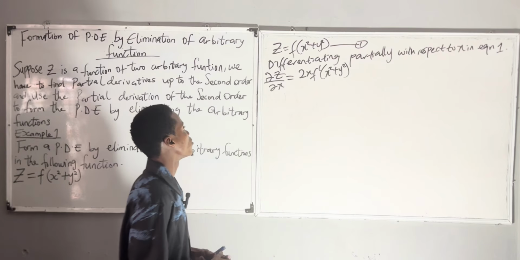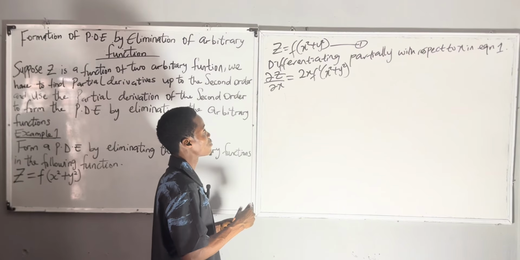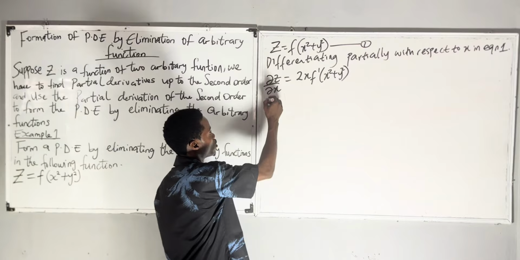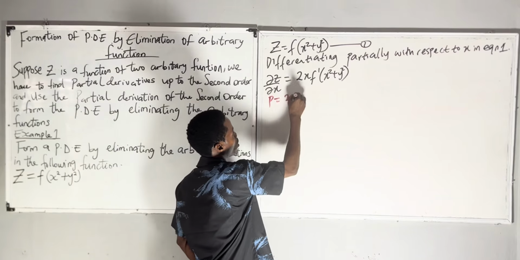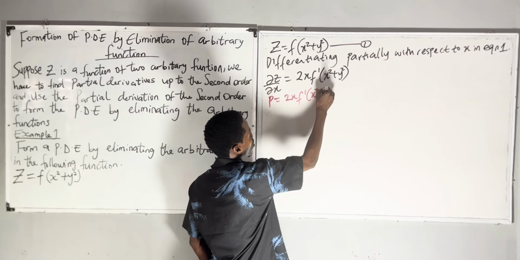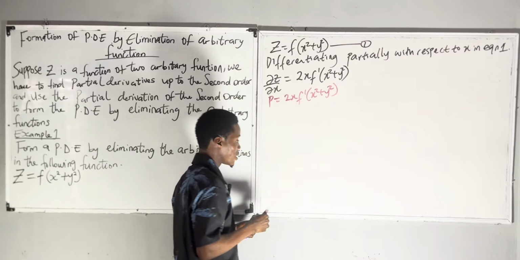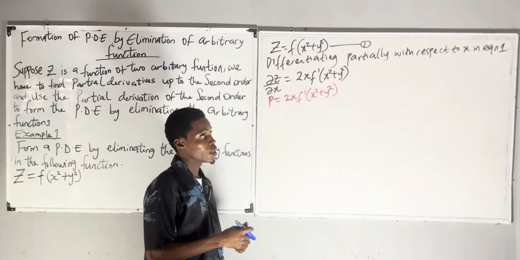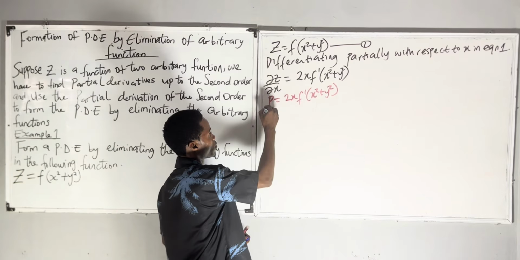So what's my next step? Remember that the notation for the z over the s is what? P. So I'm going to have P is equal to 2s f prime x squared plus y squared. So my next step is what? To differentiate equation 1 again, partially with respect to what? Respect to y.